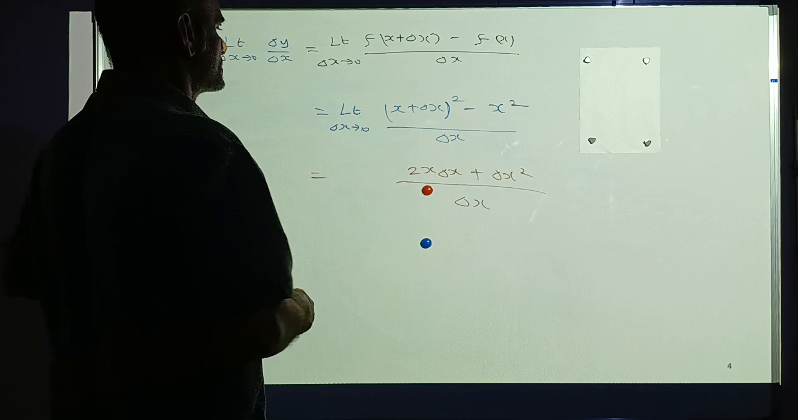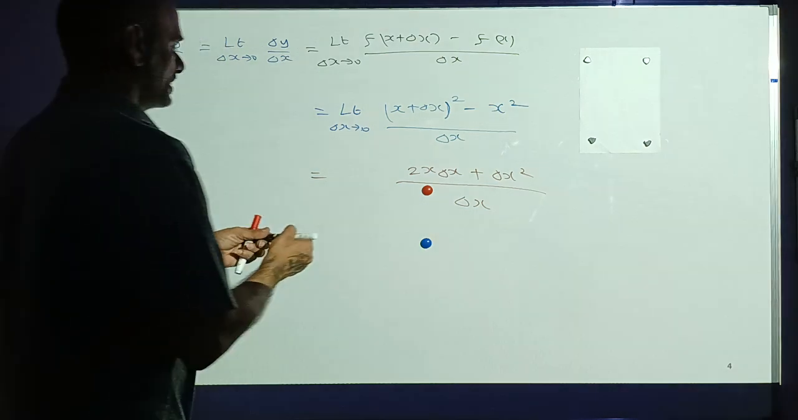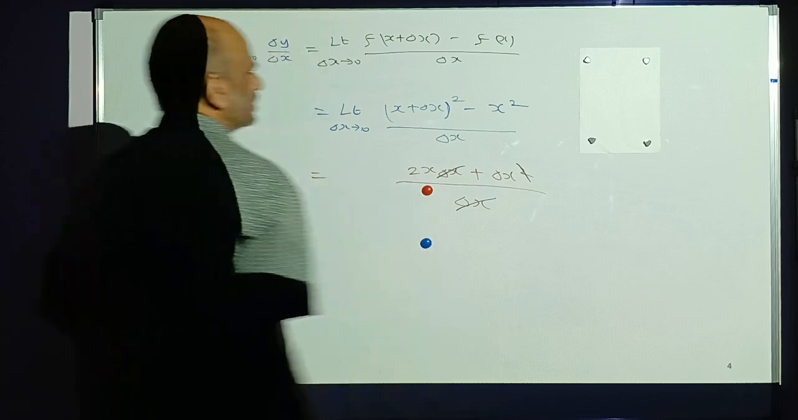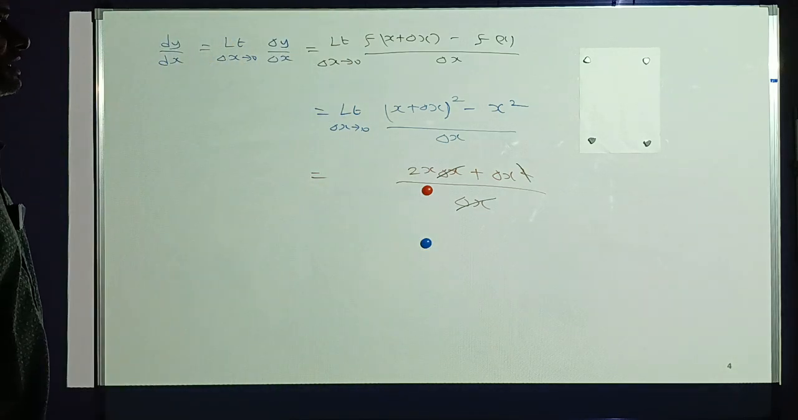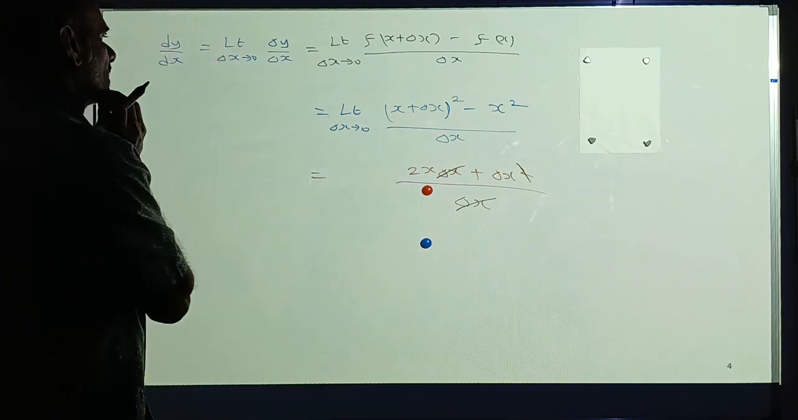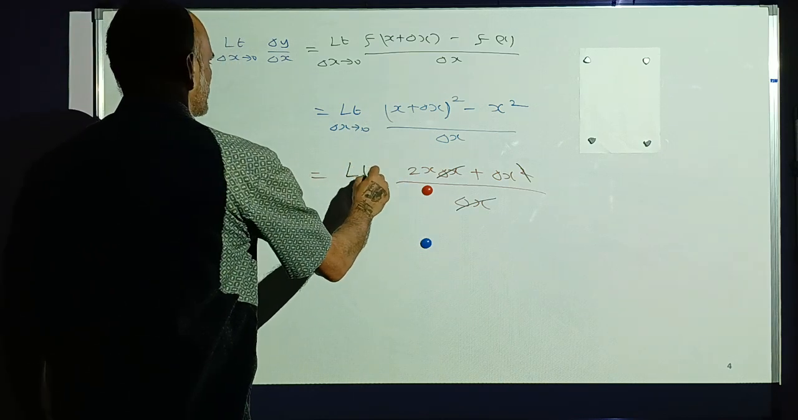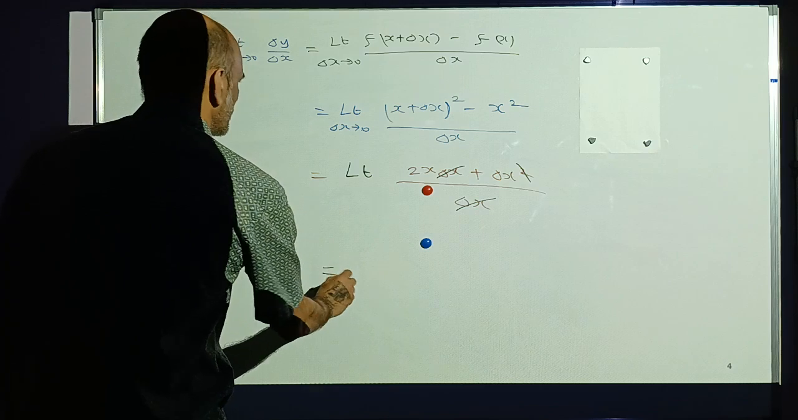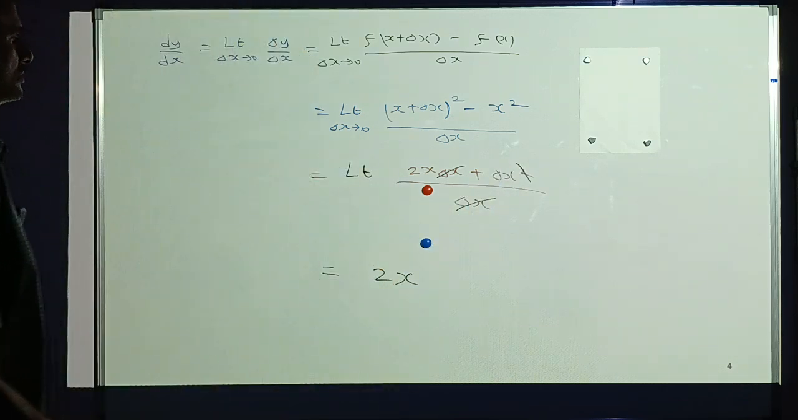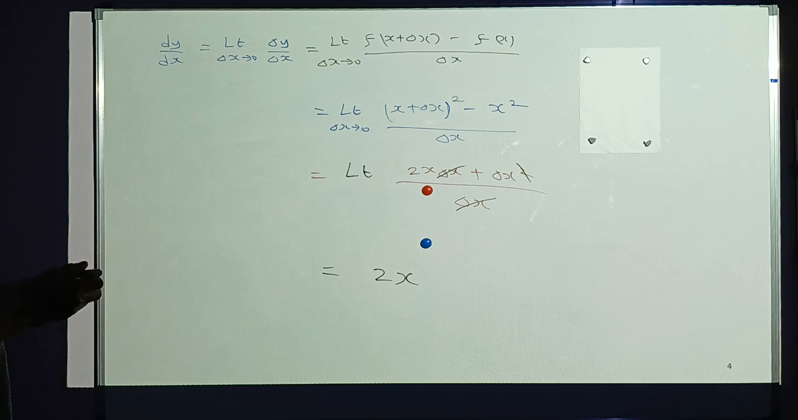Since delta x is not 0 but tending to 0, delta x can be cancelled. We cannot cancel 0, but we can cancel a quantity which is very close to 0, tending to 0. So delta x can be cancelled, and then you have to put the limit as delta x tends to 0. So this term will go, and we'll get the answer as 2x. So the derivative of x square is 2x.